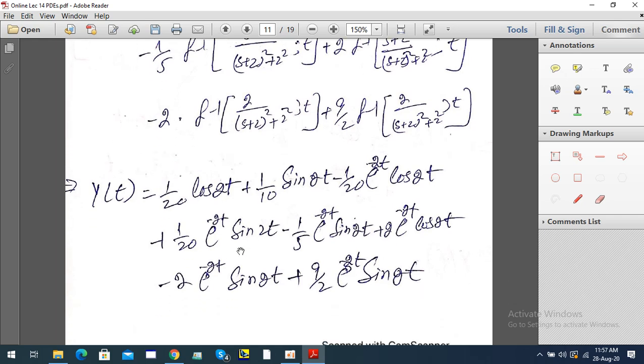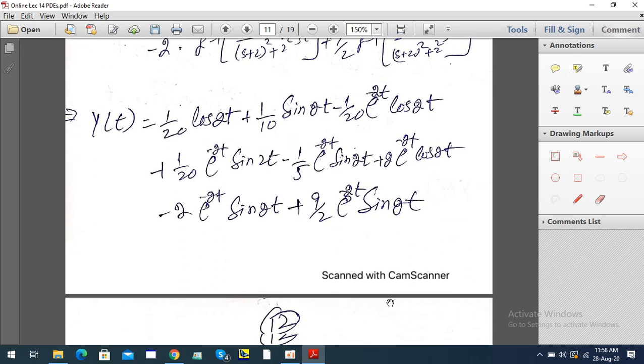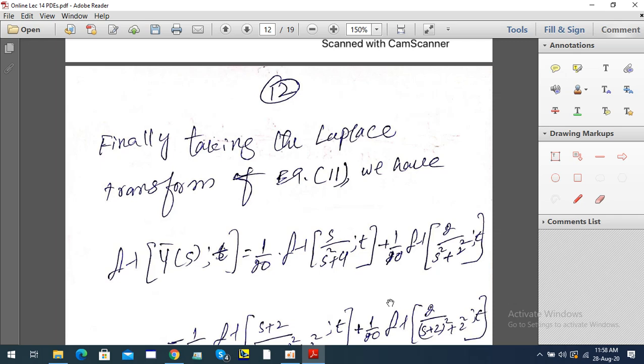Similarly, you can see e power minus 2t sin 2t minus 1 by 5. This one, again the shifting theorem, e power minus 2t sin 2t. Sorry, this one 2 e power minus 2t and cos 2t, and minus 2 Laplace inverse of this, so it is sin 2t, and plus 9 by 2 Laplace inverse of e power minus 2t sin 2t. Okay, shifting theorem.